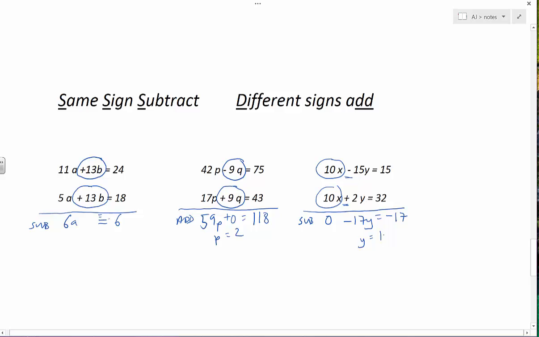So again, the process is to determine whether we need to add or subtract the two expressions, and if they have the same sign for the thing you've made the same, then you subtract, and if they have different signs, then you add.